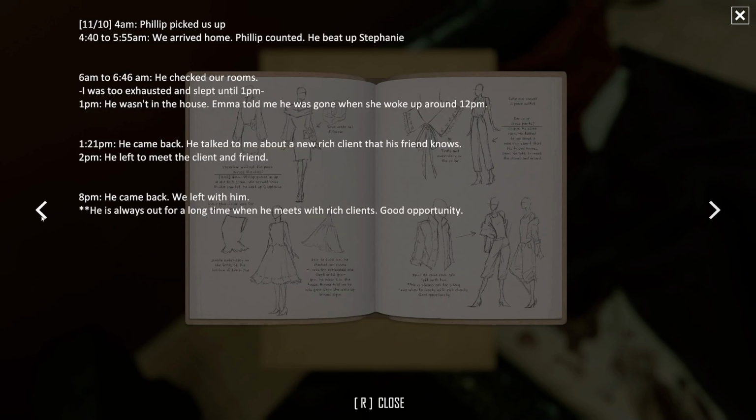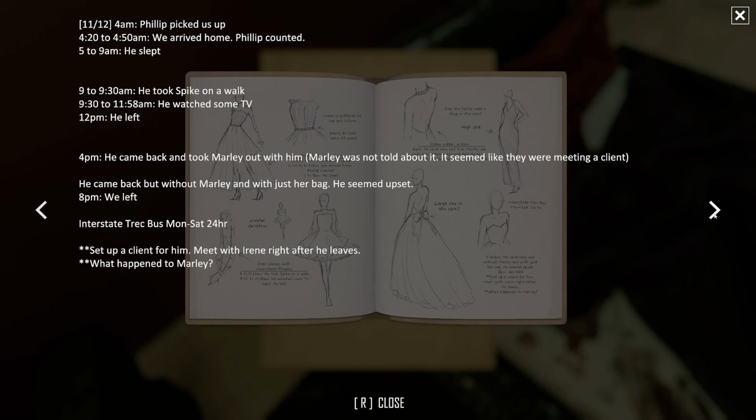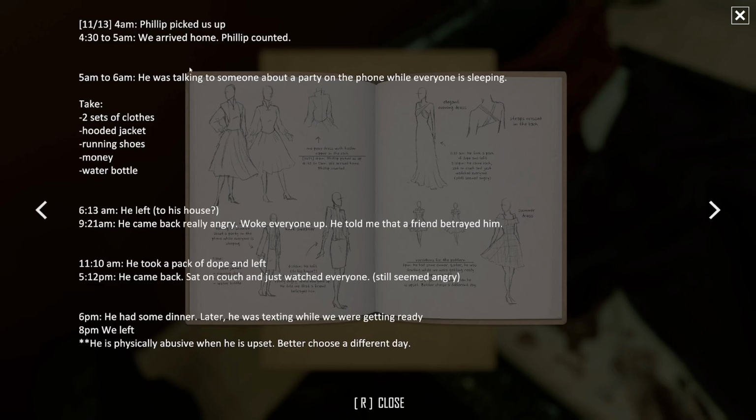And with just her back. So what happened last night? A new rich client that his friend knows left to meet. We left with him. So that explains why they didn't get money probably on that night, that 11th, 10th. So Marley ended up in hospital 12th. This is the correct buzz. Set up a client. Was talking about taking clothes, money. So I'm guessing you are planning to leave. Better choose a different day.